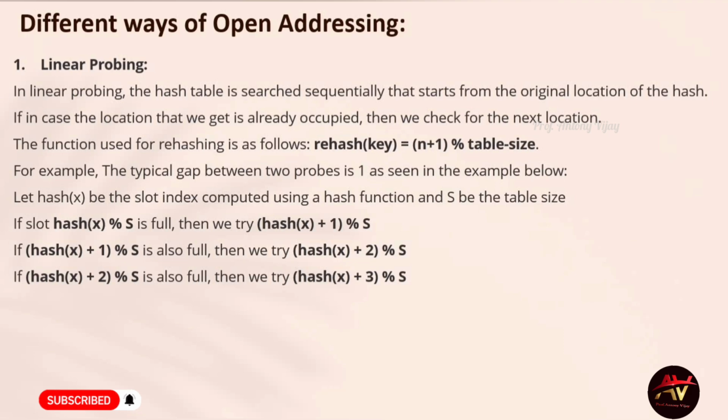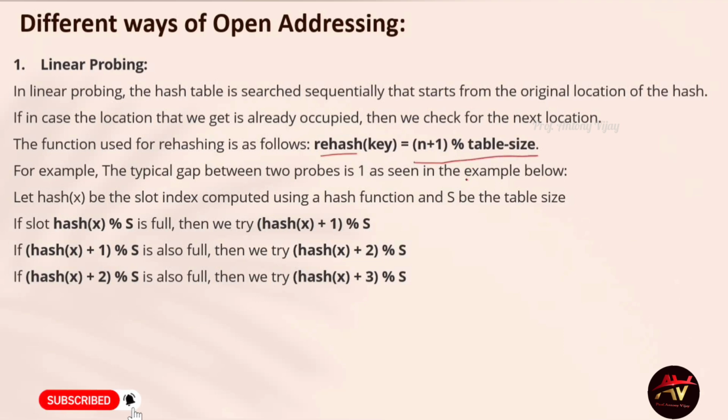Now I am going to explain linear probing. In linear probing, the hash table is searched sequentially, starting from the original location in the hash table. If the location is already occupied by some other key, then we go to the next location. That process is called rehashing, and the formula for it is n plus 1 modulo table size.